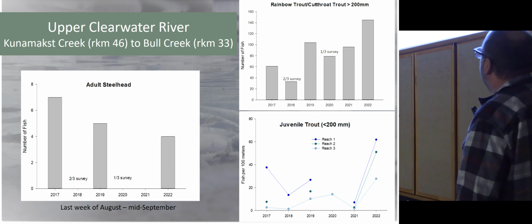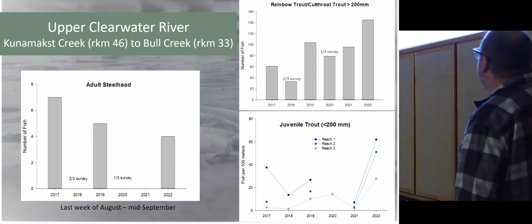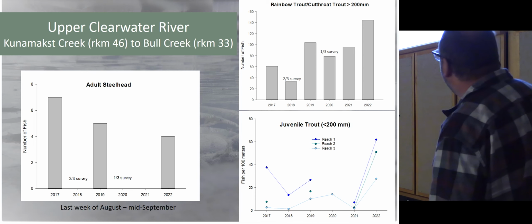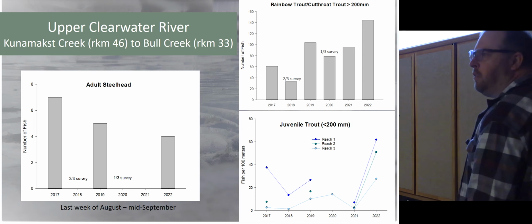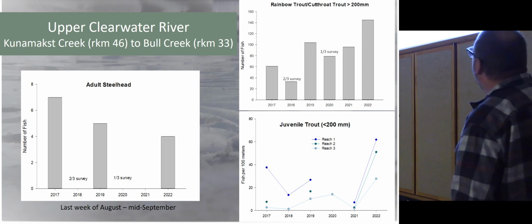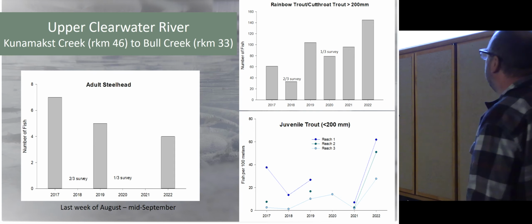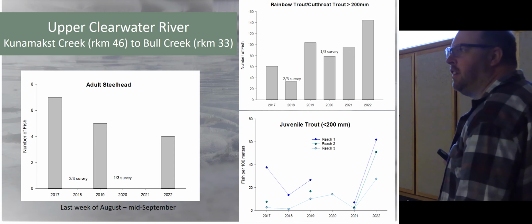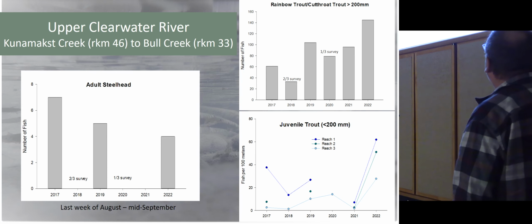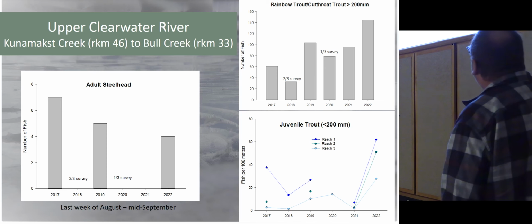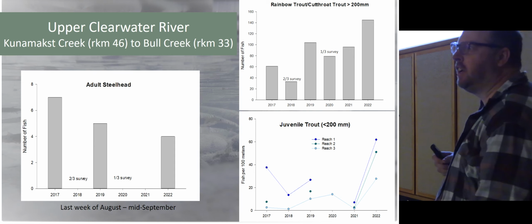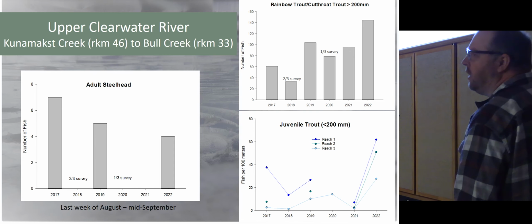With adult steelhead, we've had a max of 7 adult steelhead counted in 2017 and a low of 0 in 2021. I do want to note in 2018 and 2020, we didn't complete a full survey due to rain and stuff like that, so I'm not going to really talk too much about those 2 years. I will note that we did move up our surveys to the last week of August from the first 2 weeks of September to get better weather where we can consistently sample. Our larger rainbow cutthroat trout, we found anywhere from 60 to 130 over this 13-kilometer section. So what I consider very low densities.